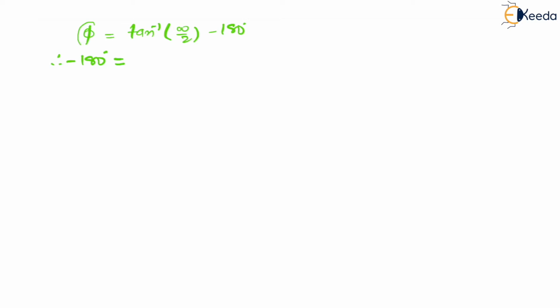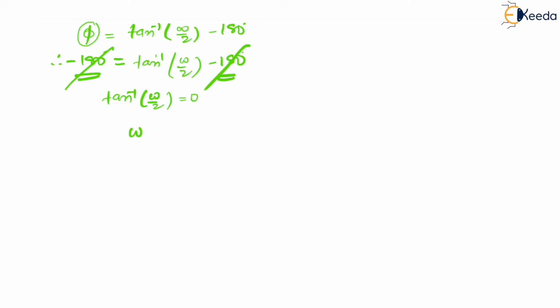So I have put the phase to be minus 180 degrees, and now I will try to find that particular frequency. That is tan inverse of omega by 2 minus 180 degrees. The minus 180 degrees gets cancelled, so you get tan inverse of omega by 2 equal to 0. So you get omega equal to 0, right?